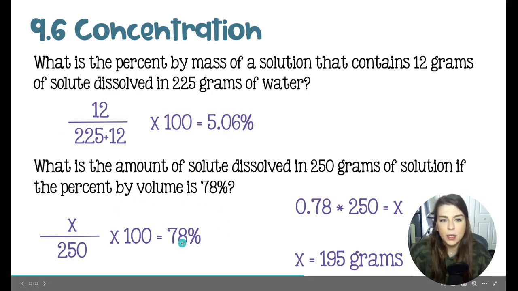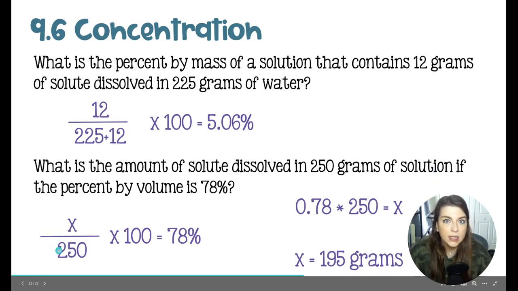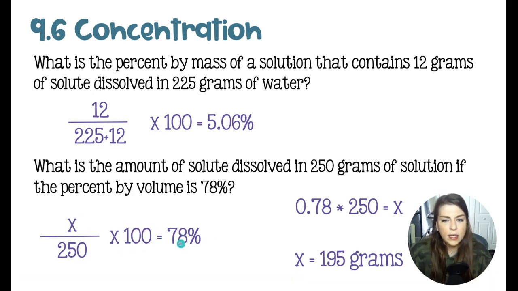And then over here, we're working backwards. We're given the percent by mass and asked to find the amount dissolved, just the solute. I'm told that the solution is 250 grams, so that's going to go on the bottom. No need to add anything there. I am going to take this 100 out and convert my percent to 0.78. That is a mathematical equivalent.